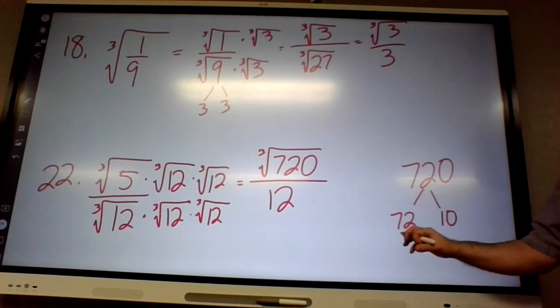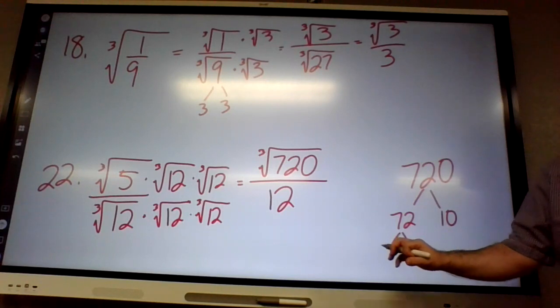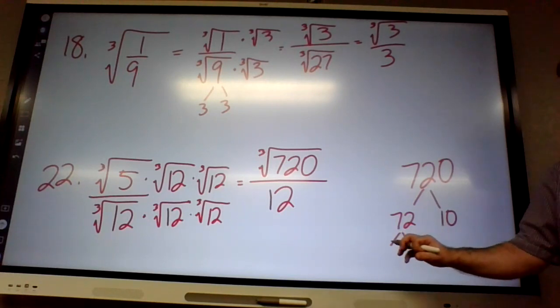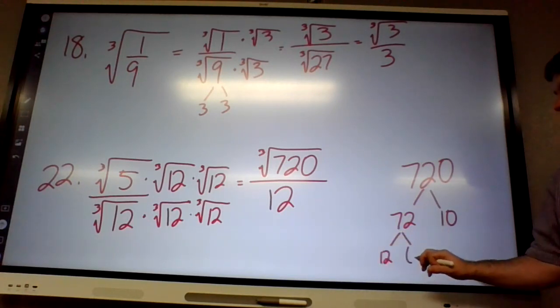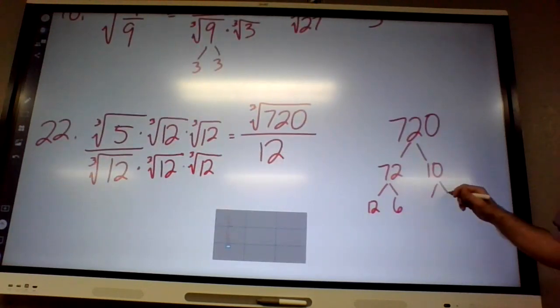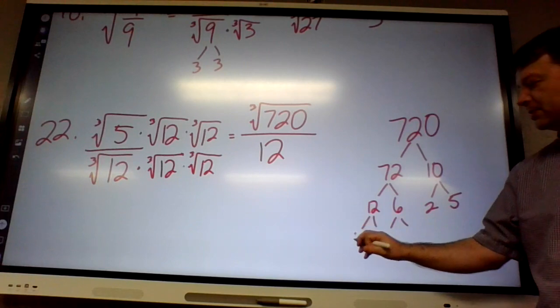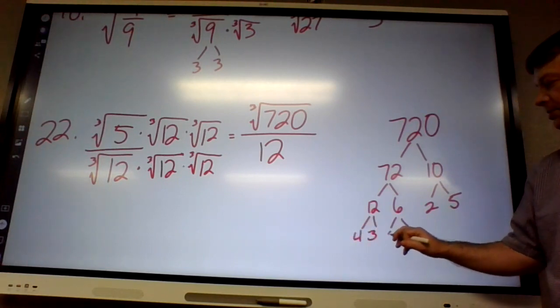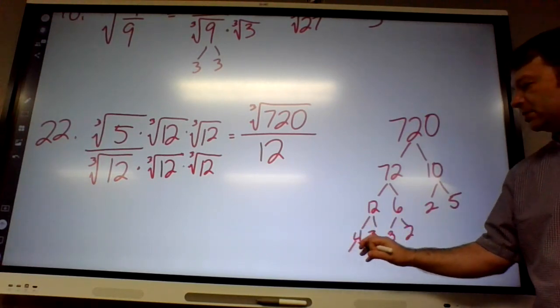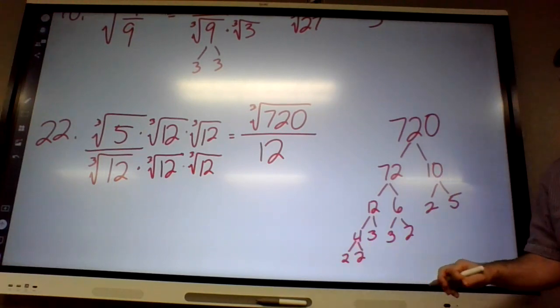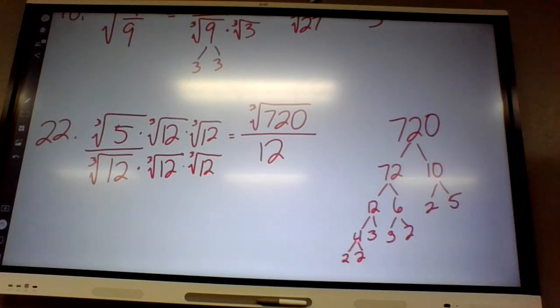720. What goes into 72? 2. What else? 12 and 6. 8 and 9, right? 2 and 6, and 2 and 3. Yeah, and then 2 and 2. This is the Easton specialty, 2. It's even, so it goes into it.